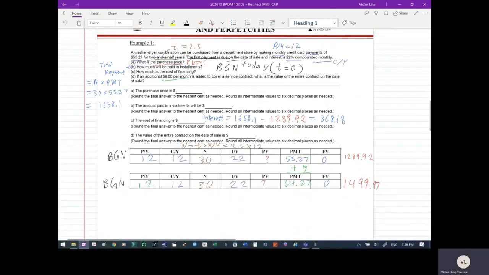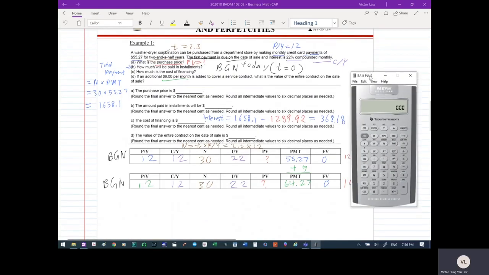And then the next number we have is 22%. 22% compounded monthly, so 22% is your IY. Compounded monthly, so CY is 12. And future value is 0, since there's nothing about future value. So now that we have all the boxes filled out, we can plug it into the financial calculator to solve for PV.